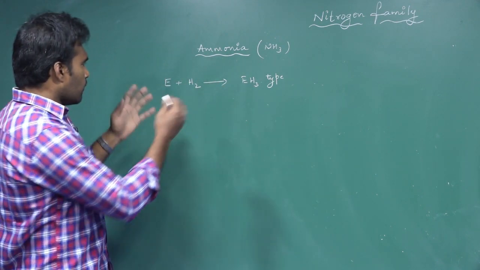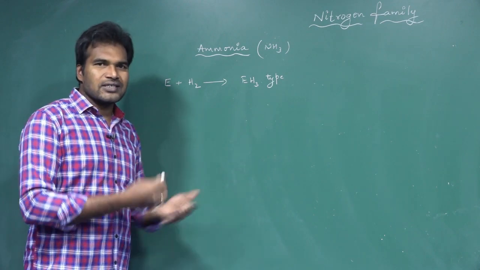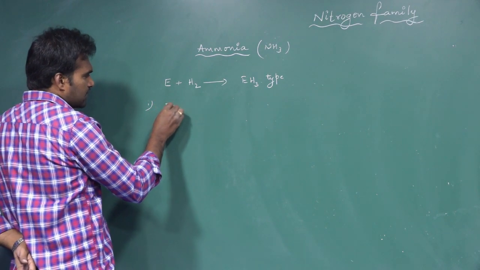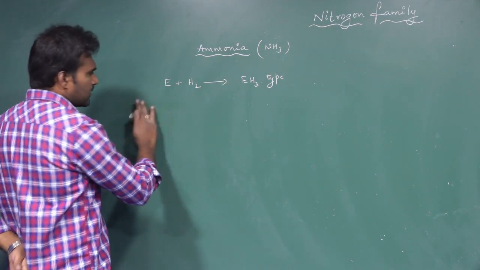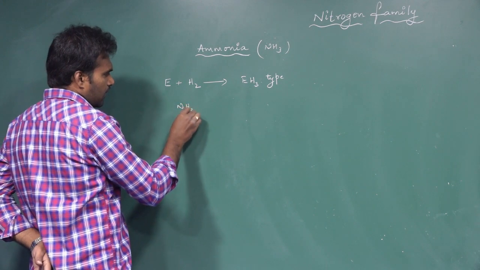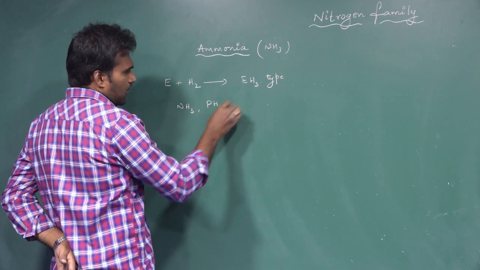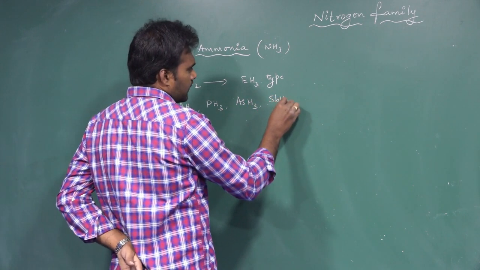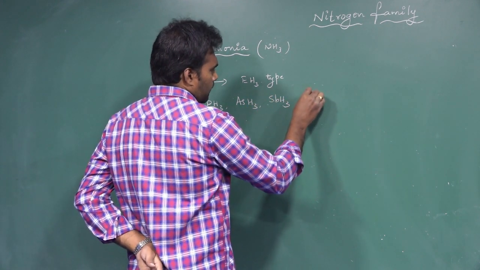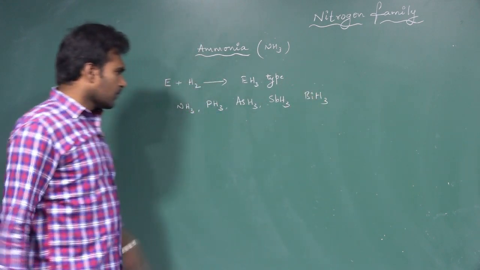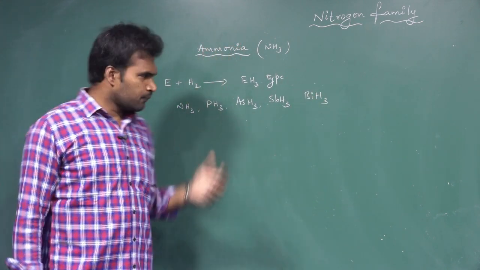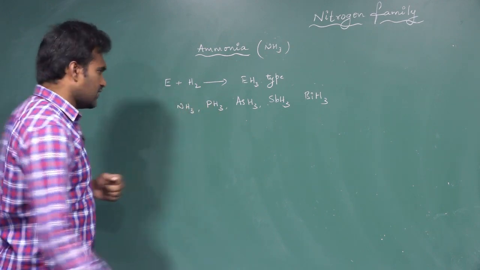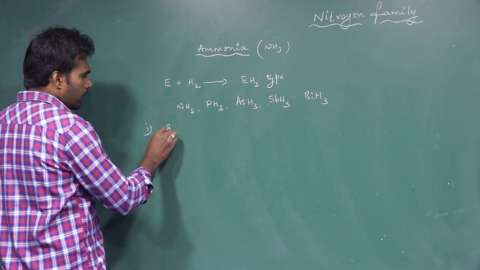When you see the properties of these EH3 hydrides of 5th A group elements, the first property is their basic strength. I am writing all the hydrides of 5th A group elements: NH3, PH3, AsH3, SbH3 and BiH3. These are the 5 hydrides of the 5th A group elements. When you compare the properties of these 5 hydrides, let us see. The first one, their basic strength.